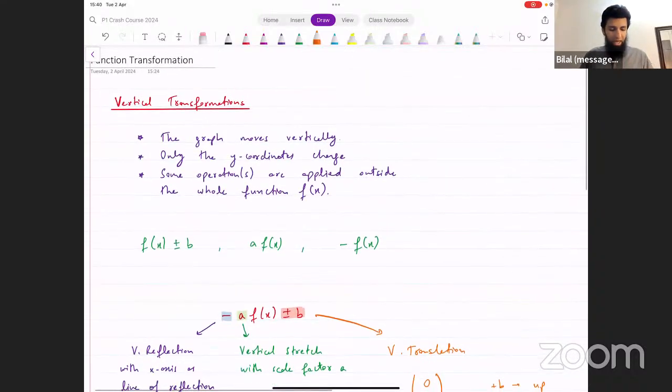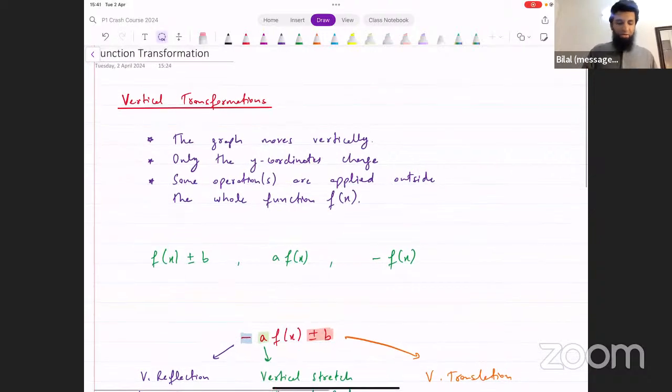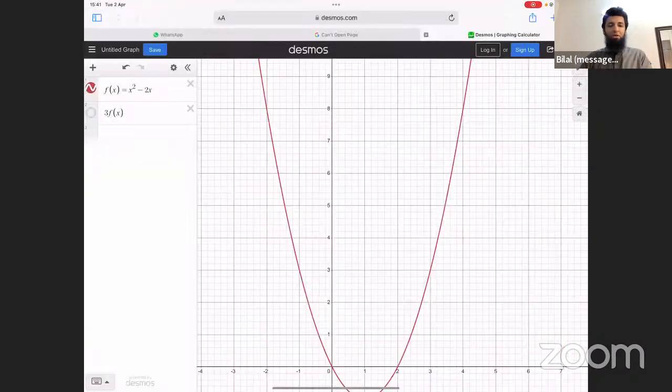Okay, so that's what happens in vertical transformations. All right. Let's talk about horizontal transformations now. What happens in horizontal transformations? Now, in horizontal transformations, something changes inside the function. Okay.